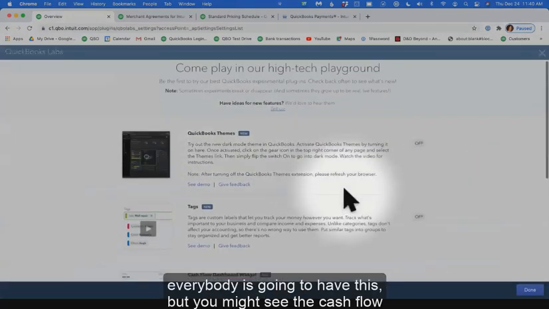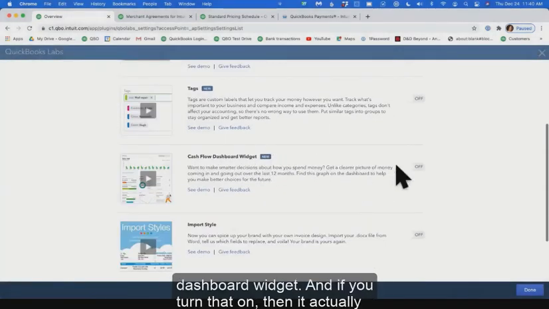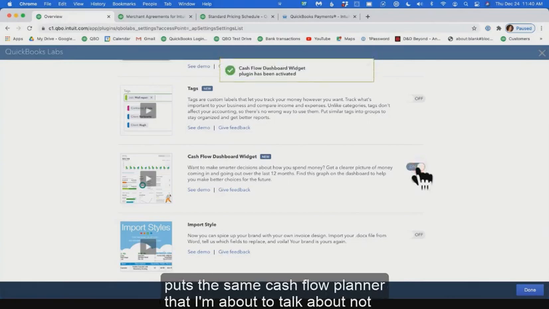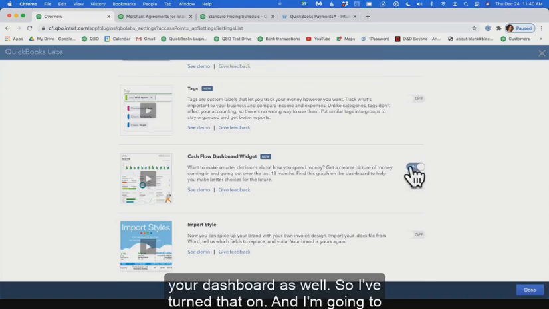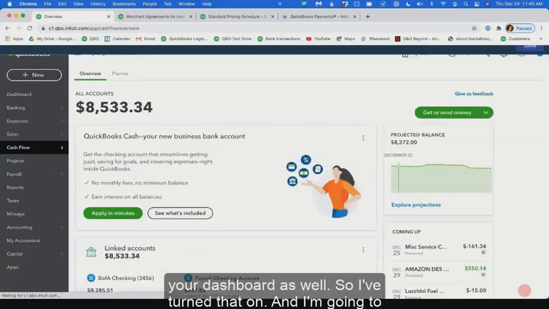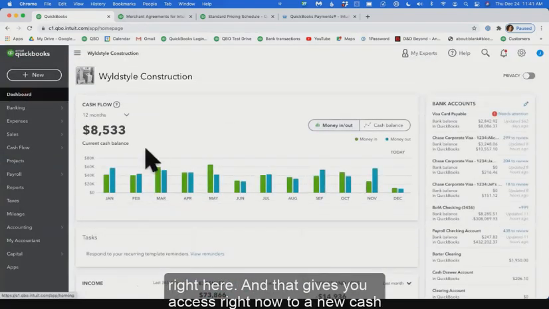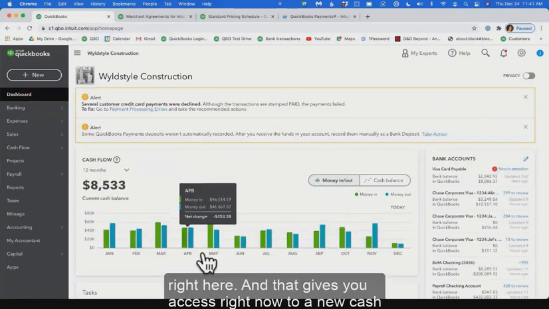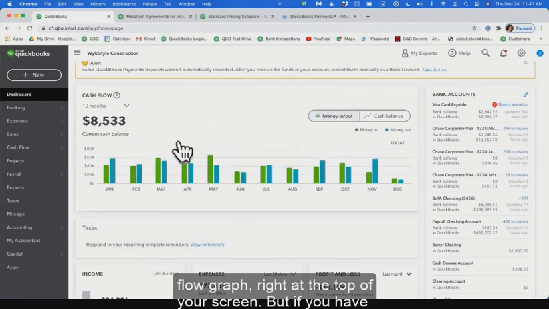Now, not everybody is going to have this, but you might see the cash flow dashboard widget. If you turn that on, then it actually puts the same cash flow planner that I'm about to talk about, not just attached to the cash flow bank account, but on your dashboard as well. So I've turned that on and I'm going to click done. Then I'm going to go back to the dashboard right here, and that gives you access right now to a new cash flow graph right at the top of your screen.